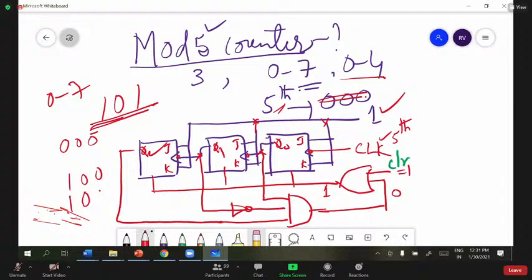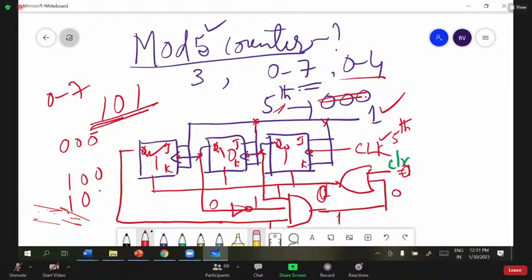Instead of getting 101, otherwise 101 comes. So this 0 is the output, and that 0 I'm giving here. So this is 1, this is 1, the output of this is 1. Initially I gave clear equal to 1 and then I put 0. Then only it is possible for the counting process. When it is 0, it is counting like that.